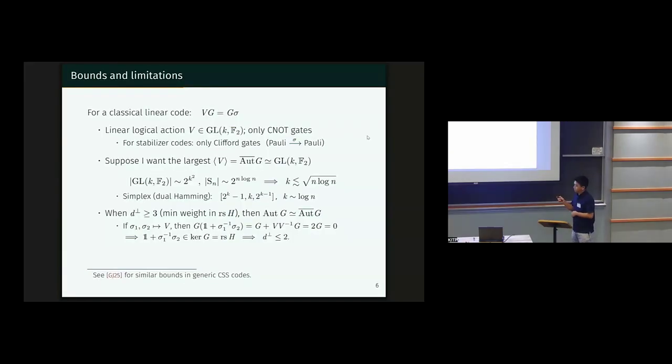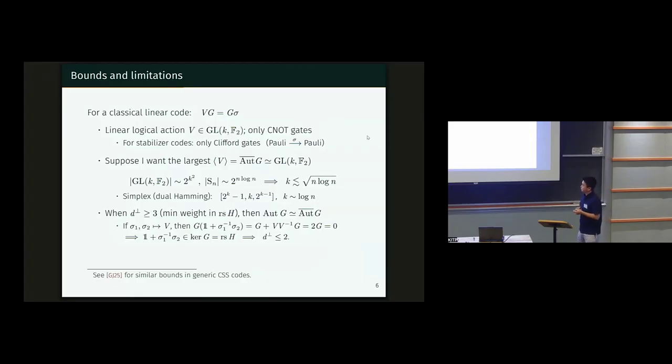Okay. So first, let me just discuss some bounds and limitations. You would think there must be some trade-off, like we're getting all this symmetry, so something must be sacrificed. And that's sort of true. First of all, the logical automorphisms are just matrices that act linearly on the code space. So you can think their logical action is restricted to CNOT gates, at least on the classical level. By a similar argument, because permutations can only map Pauli strings to Pauli strings, you can expect that for a generic stabilizer code, these will only enact Clifford gates.